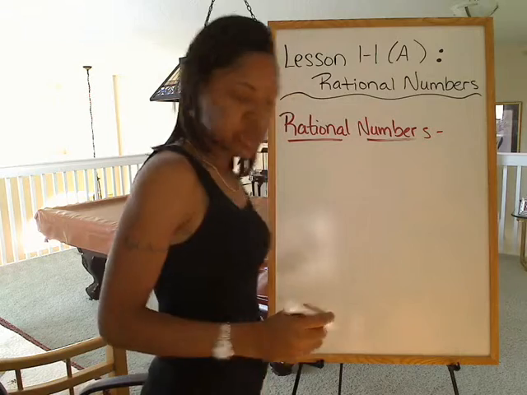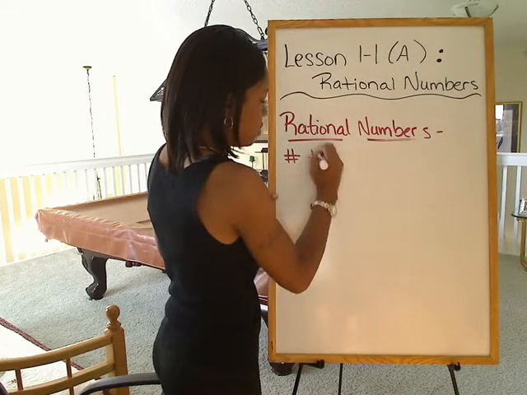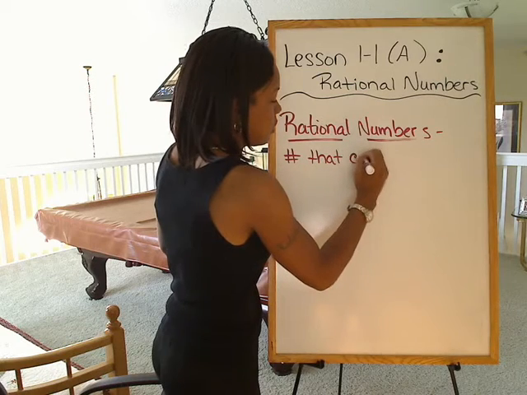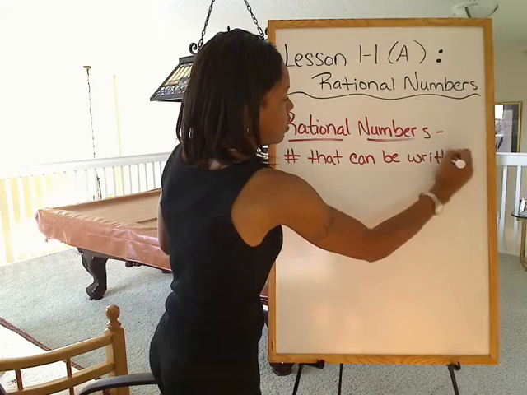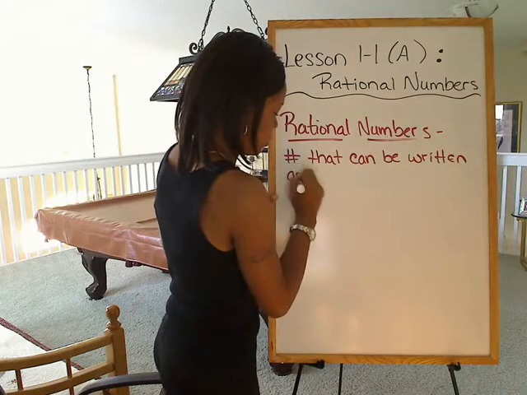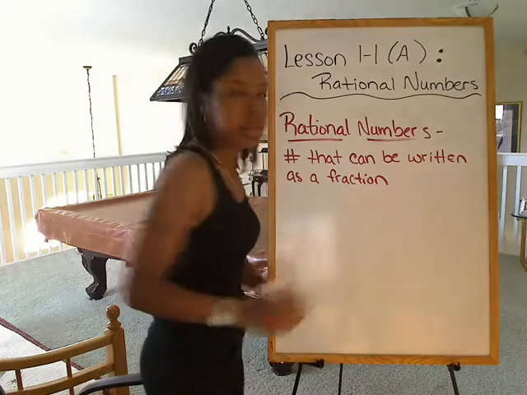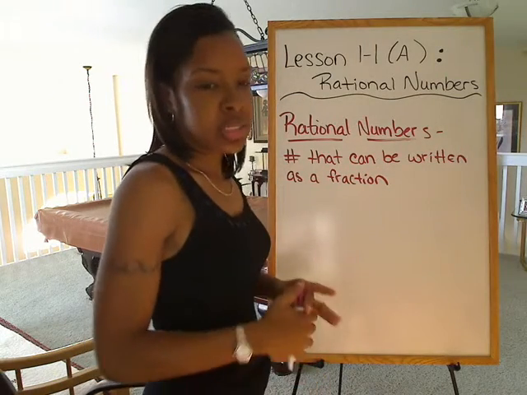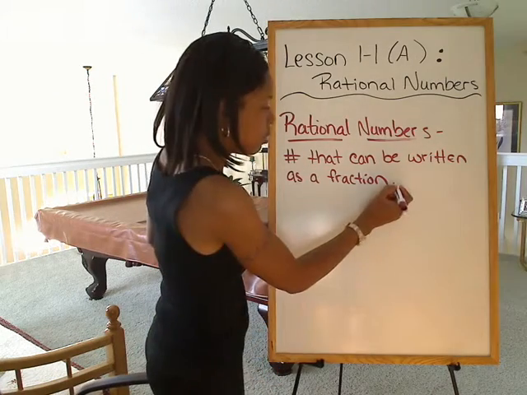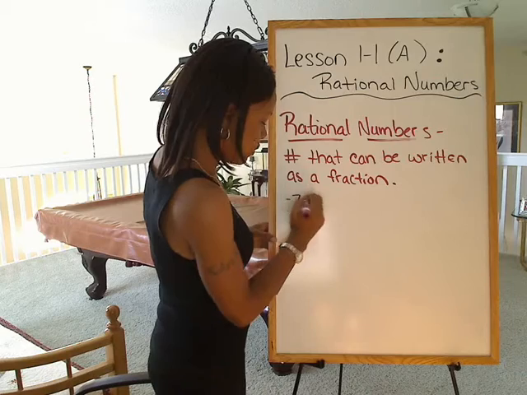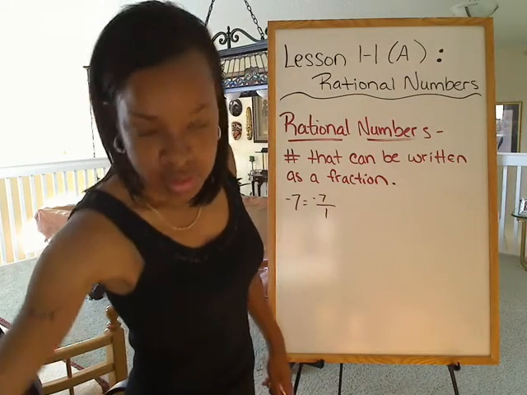And basically, a rational number is any number that can be written as a fraction. Okay, any number that can be written as a fraction is an example of a rational number. So some examples of rational numbers would be -7, because -7 can be written as -7/1.